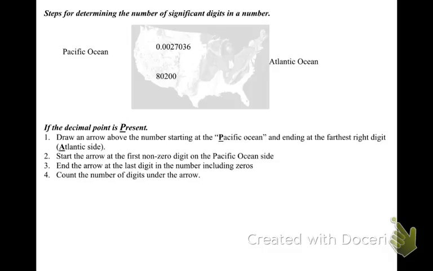If the decimal is present, you're going to start from the Pacific side of the number. Pacific, present, P and P, you're welcome for that. You're going to place a dot over the first non-zero digit, and you're going to continue your arrow from left to right.